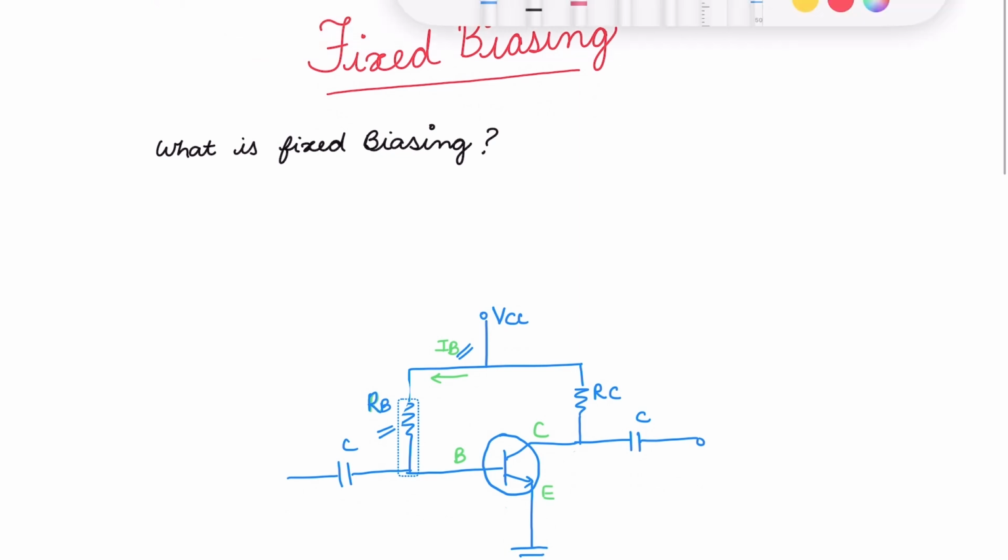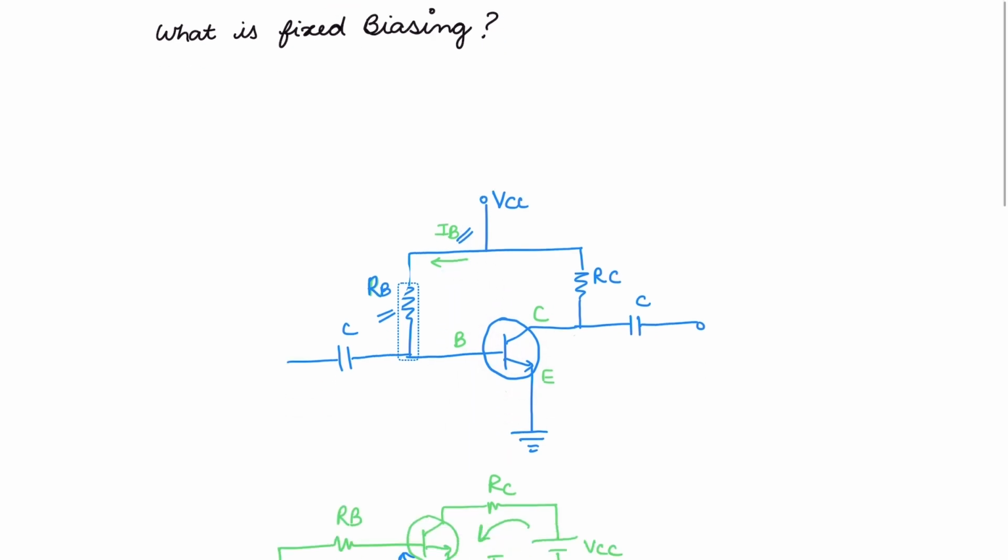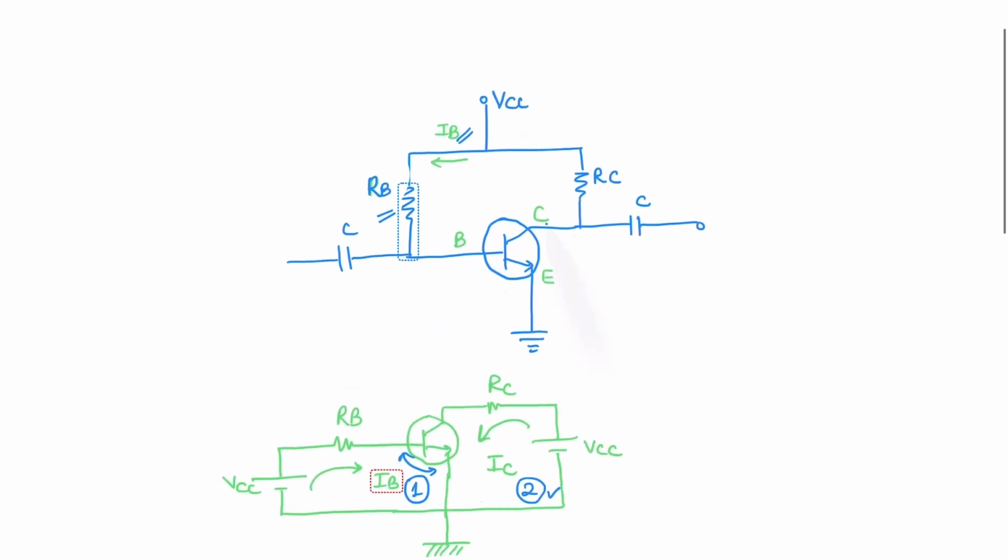So first of all, we have fixed biasing. What is fixed biasing? Fixed biasing is a simple method where a resistor called the base resistor is applied across the source voltage and the base of the transistor, and this sets up a constant base current IB in the circuit, and the current IB in turn fixes the collector current IC.